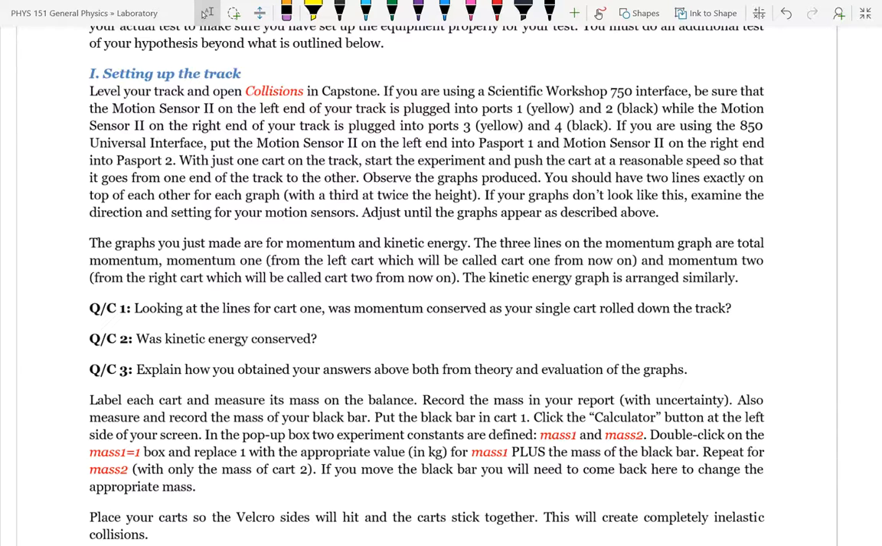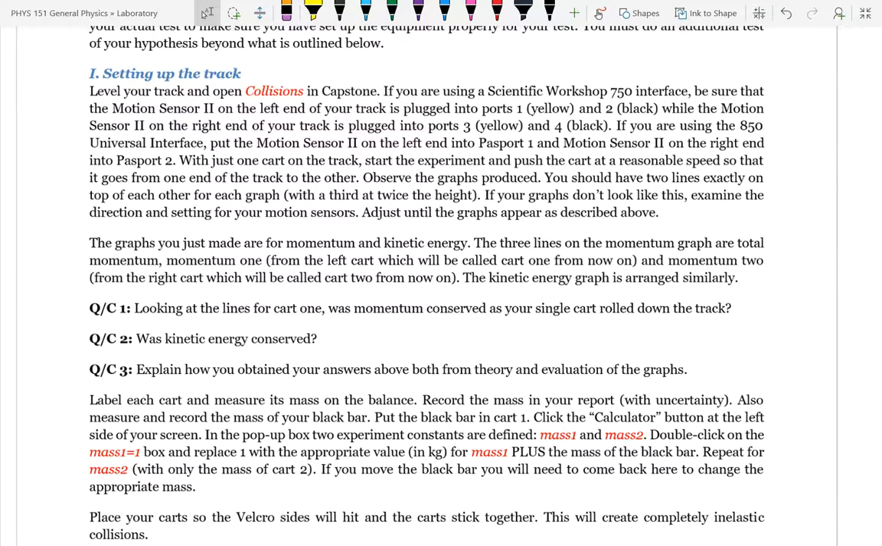I have one sensor plugged into port 1, one into port 2. The one that's in port 1, my computer believes is cart 1. So I'm going to measure the mass of cart 1, and the one that's closest to the sensor is always cart 1. So make sure the one that's identified as cart 1 is always closest to that sensor. The one you identify as cart 2 needs to be closest to the one that's in port 2.